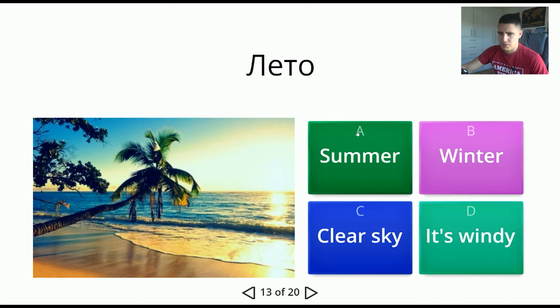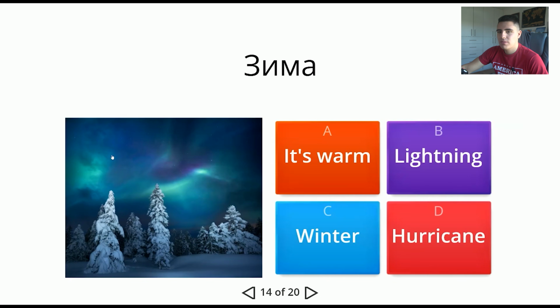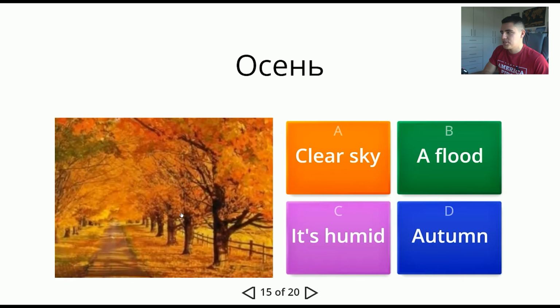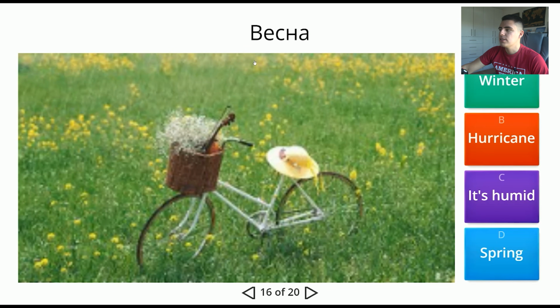Summer. I think this is pretty easy for you. Summer. What about winter? Yeah, correct. Winter. Okay, how do we say autumn in English? Is it flood or is it clear sky? No, it's actually autumn. Autumn. And spring in English is spring. Correct, spring.